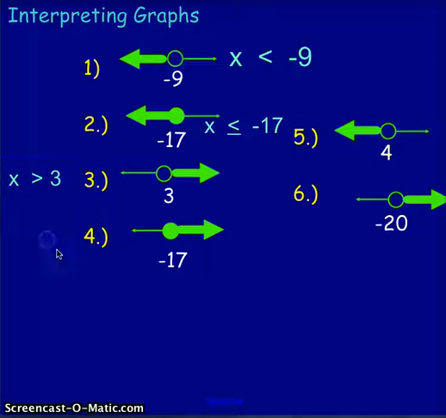Okay, now we have a very similar one to number 2, but I see here that I have a closed circle going to the right, so that means it's also equal to, so it's x is greater than or equal to negative 17. This includes negative 17, so all answers part of my solution set would be negative 17, negative 16, negative 14, the number 0, the number 2 million, everything to the right is part of my solution set. Pause the video to try number 5 and 6, and then we'll go over them in a second.